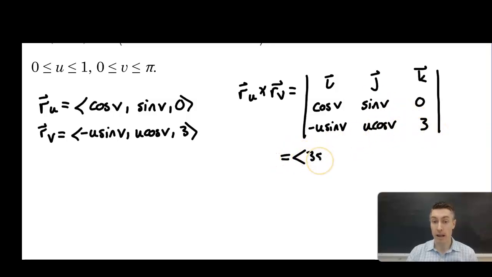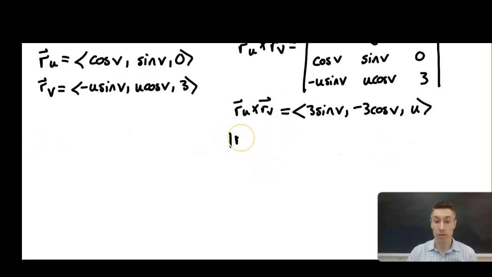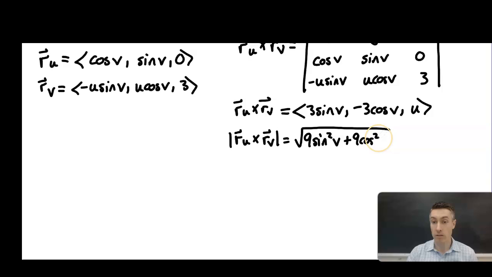So we get 3 sine v, negative 3 cosine v, and then u cos squared plus u sine squared is just going to be u. So that's the cross product vector. Then we need to find the magnitude of the cross product vector. So that's going to be the square root of 9 sine squared v plus 9 cosine squared v plus u squared, which is equal to the square root of 9 plus u squared.